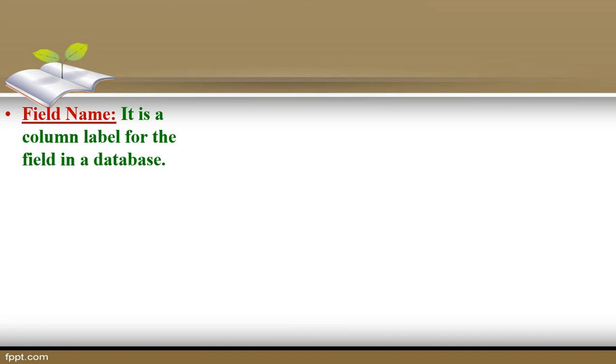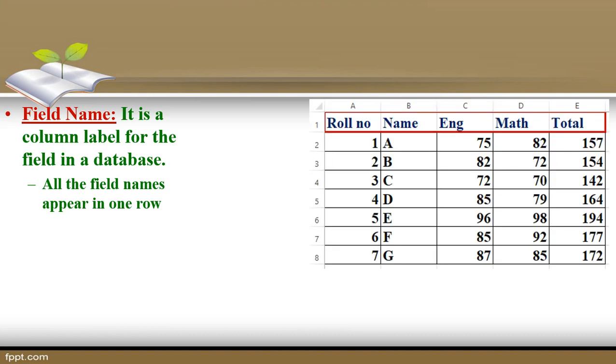Now we are going to the next topic, the field name. What is a field name? It is a column label for a field in a database. All the field names appear in one row. You can see here with the red mark. What is written in the field names? Roll number, name, English, math and total, which show you what you have to write down in that column.